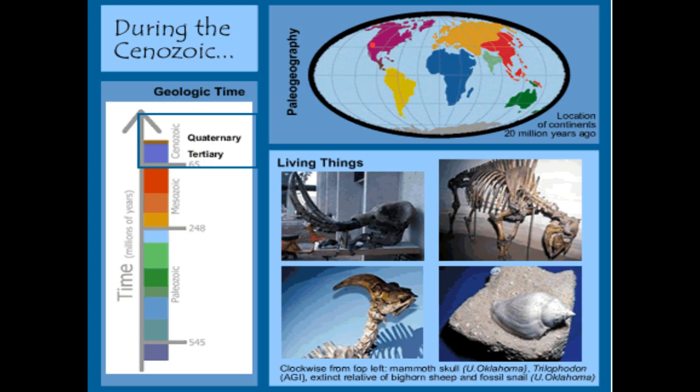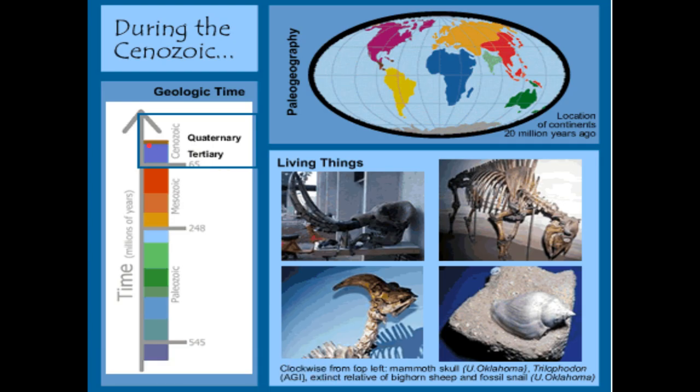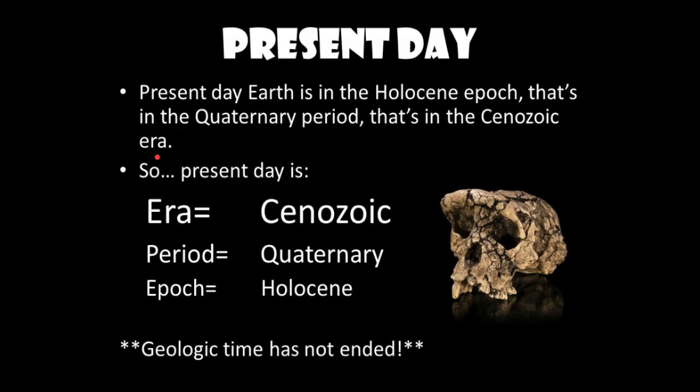So you see here the continents are more in their current locations that we're familiar with today. Some common fossils that we see during the Cenozoic era are woolly mammoths. And you can see it's only been about 65 million years so far, so it's the smallest of the three eras following Precambrian time.